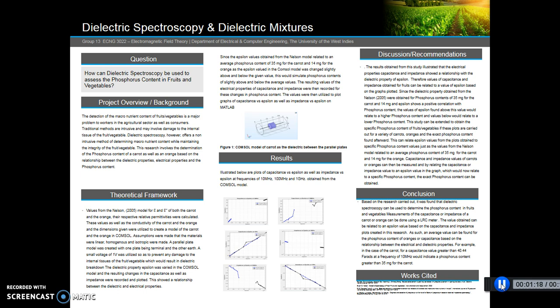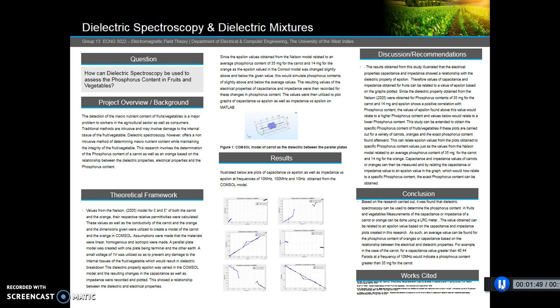to create a model of both a carrot and an orange along with their dimensions. A parallel plate model was then created where one plate represents the terminal and the other ground. A small voltage was utilized so as to prevent any form of damage that can result in a dielectric breakdown. Within the model, epsilon was varied to observe the changes in the capacitance as well as impedance.